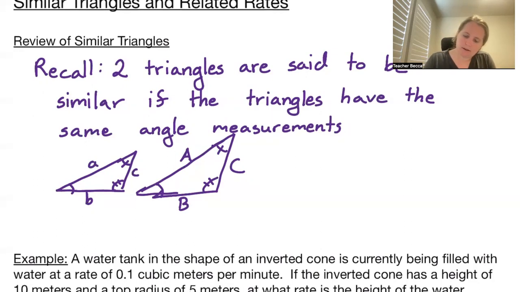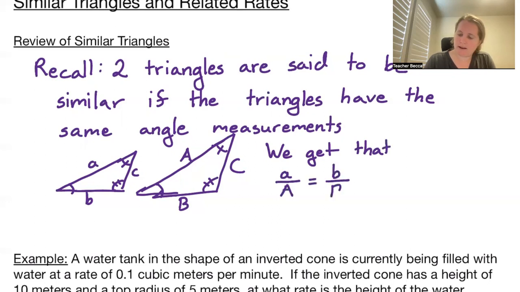So we get that little a is to capital A, as little b is to capital B, as little c is to capital C. So we have an equivalence. The small side over the large side is equal no matter which side pairing we take. Right?